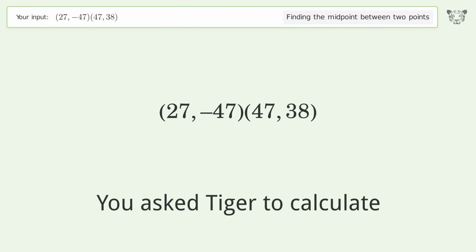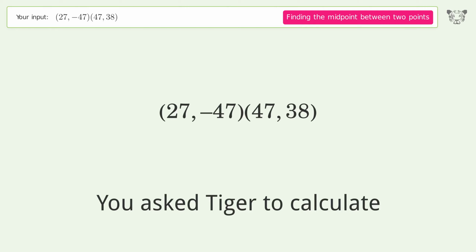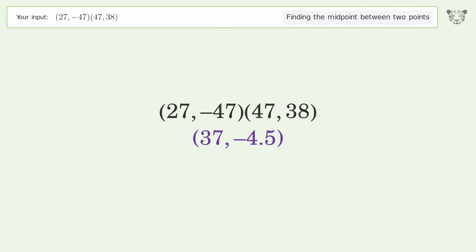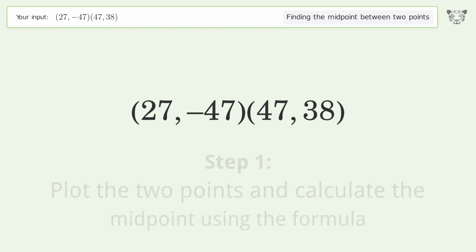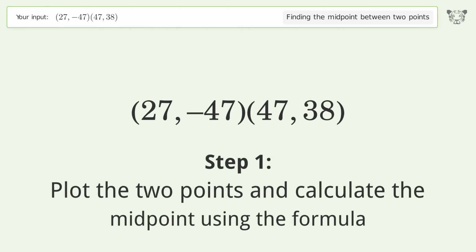You ask Tiger to calculate. This deals with finding the midpoint between 2 points. The midpoint between the 2 points is 37, -4.5. Let's solve it step by step. Plot the 2 points and calculate the midpoint using the formula.